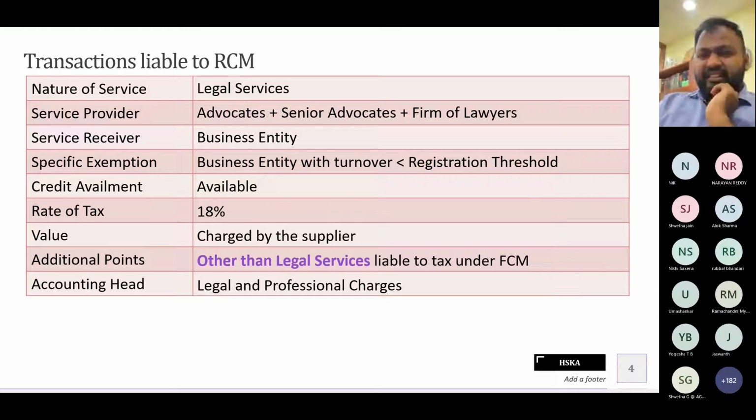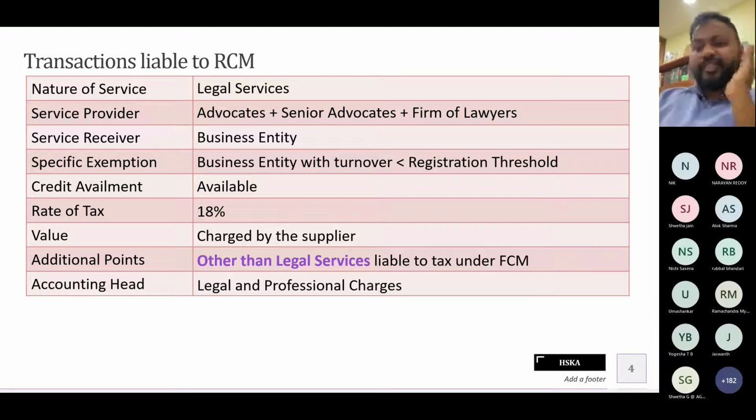Okay. The renting of immovable property could be a wrong example, because we have RCM even for that as a separate category. So for safety purposes, we will discuss this renting of immovable property as commercial property. Okay, if a lawyer has given you a commercial property on rent, then he is required to pay tax under forward charge mechanism. How do you identify this transaction? It will be parked in legal and professional charges in your books of accounts. Okay, next.